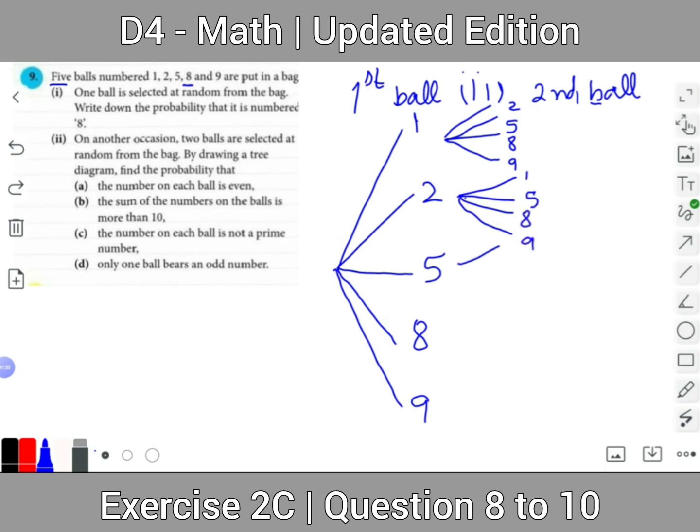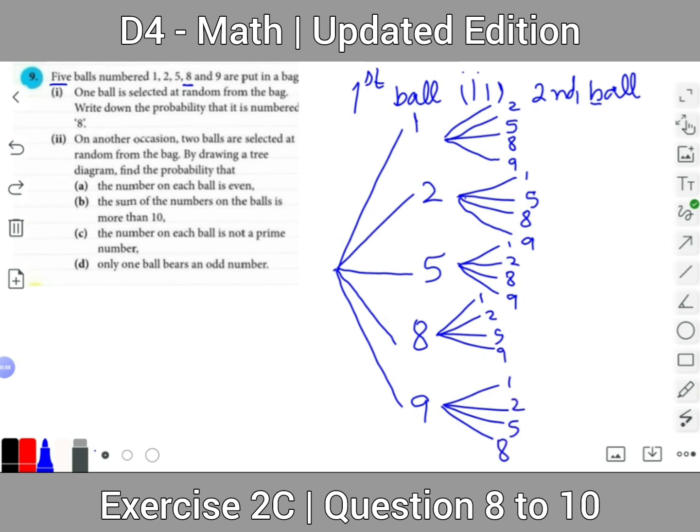Now from 5 we have again 4 branches. We have already taken the ball numbered 5, so here we have 1, 2, 8 and 9. Now for the number 8 we have 4 branches. We have already selected the number 8 ball. Here we have 1, 2, 5 and 9. Now from 9 we have again 4 branches. We have already selected the ball numbered 9, so here we have 1, 2, 5 and 8.